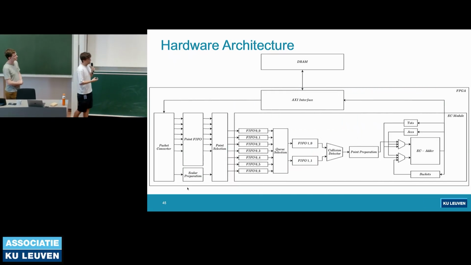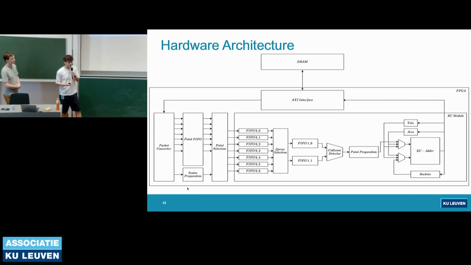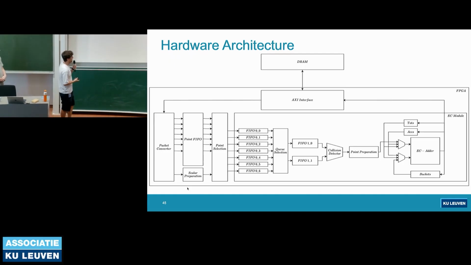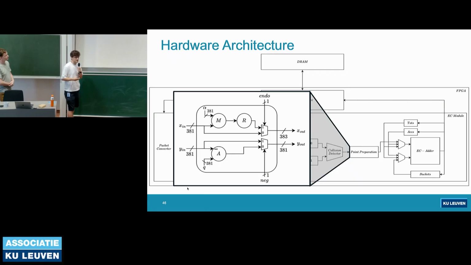Then we have 7 FIFOs in parallel, each having their point and their scalar. However, our collision detector only wants 2, so we have this queue selection module in between that goes from 7 to 2 queues. And then when we have 2 queues, we can use our queue scheduler method to fetch queues to minimize collisions. Then whenever a point is fetched, we start the point preparation module, where we then calculate the endomorphism of the point and the negative of the point. Because these 2 optimizations act on a different coordinate of the point, we can do these things also in parallel.